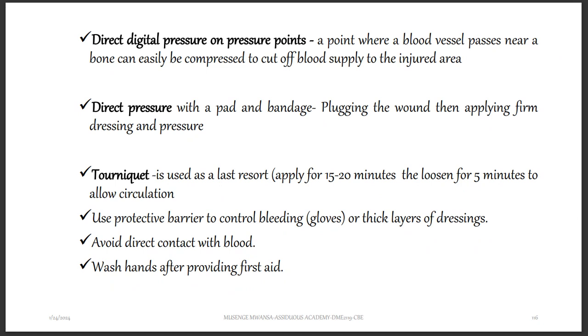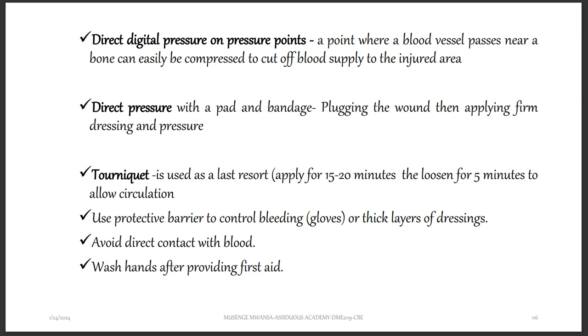Now, a tourniquet you are going to apply for 15 to 20 minutes and then loosen for 5 minutes to allow circulation. Think of it as a compression. You get a cloth and then you tighten it around the arm so that blood stops flowing to where there's a wound. But this one is not too good because there can be death of tissue on the portion where there is no blood supply. So if you use a tourniquet, after 15 to 20 minutes you are going to loosen it so that you allow circulation to reach those far ends.